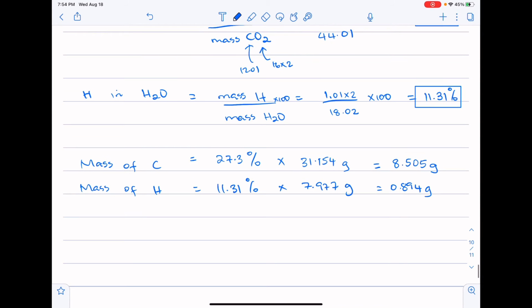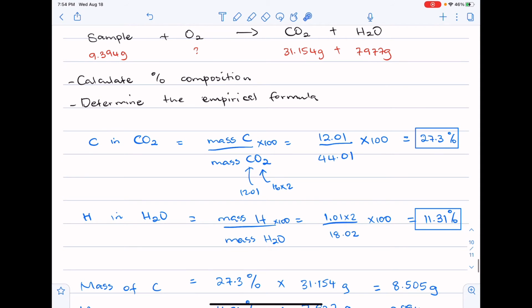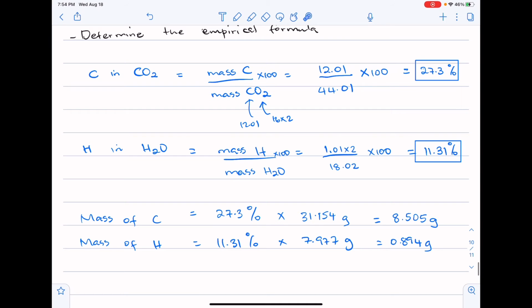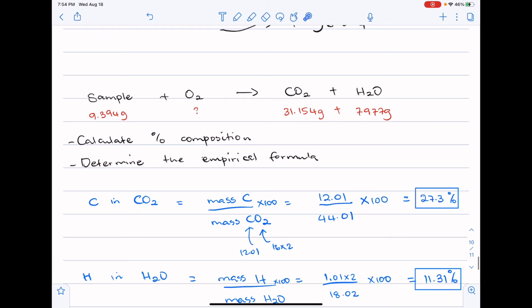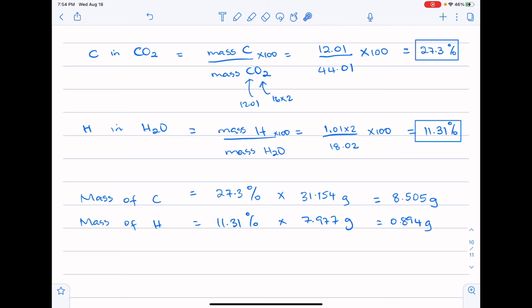Okay, so we are at the point where we need to determine whether this compound is made of carbon and hydrogen only or not. We remember here we're told that the total mass of the compound was 9.394. If this compound only contains carbon and hydrogen, the sum of these two values should give us this value. And if it doesn't, then that means that we have more, and that would require us to come to the conclusion that there's oxygen there as well.